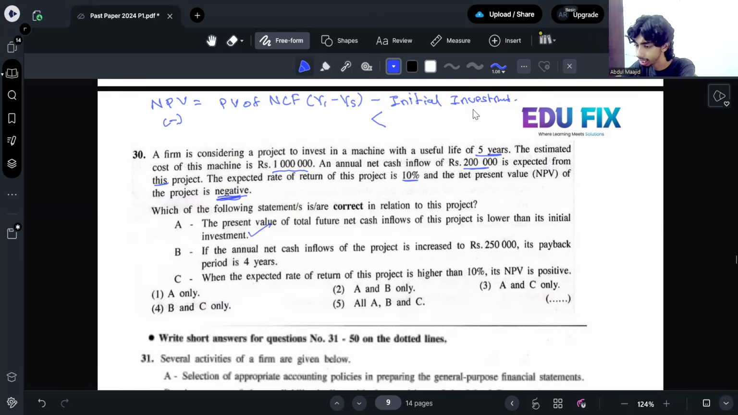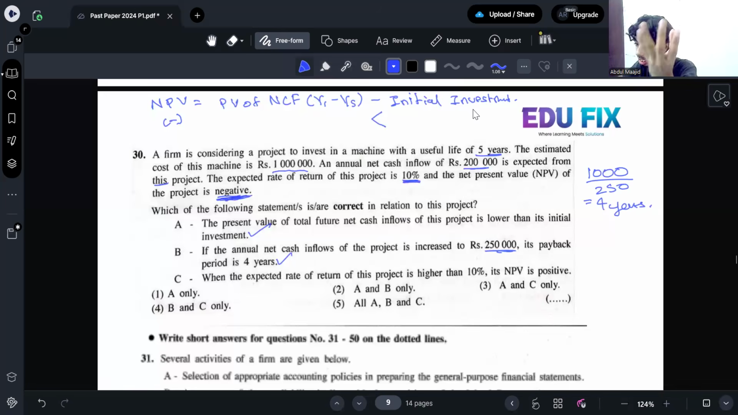If the annual net cash flow of the project is increased to 250,000, its payback period will be 4 years. The payback period: initial investment is 1 million, and if the annual net cash flow is 250,000, that means it will take you 4 years to recover the investment. So that is also correct. Next, when the expected rate of return of this project is higher than 10%, its NPV is positive. Now here they are saying at the rate of return of 10%, your NPV is negative.